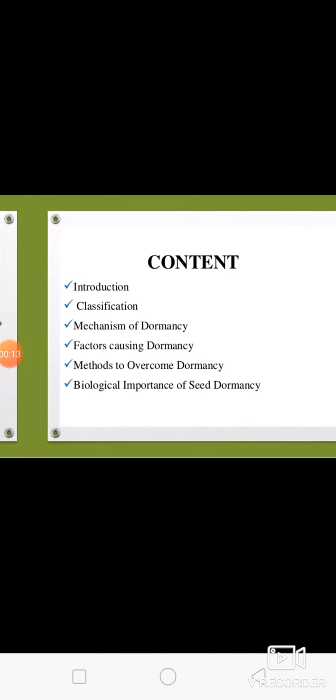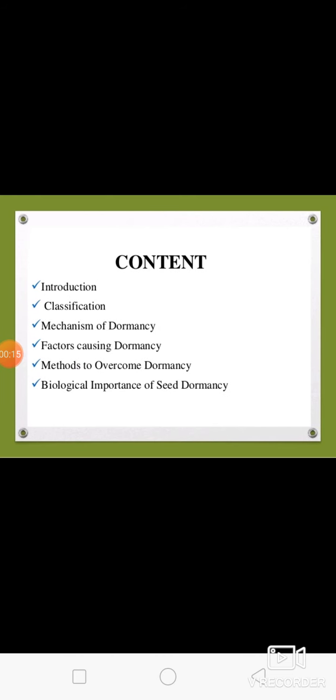Today we will go for the new topic that is about the seed dormancy. Content of the topics are introduction about the dormancy, classification of the seed dormancy, mechanism of dormancy, factors causing dormancy, methods to overcome the dormancy and biological importance of seed dormancy.